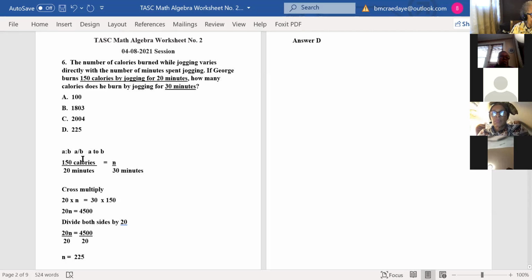In other words, if it's calories, minutes, or if it's minutes, then it would be the corresponding calories. Okay. And then you can cross multiply and then just solve it algebraically for the answer. And the answer is D, 225.